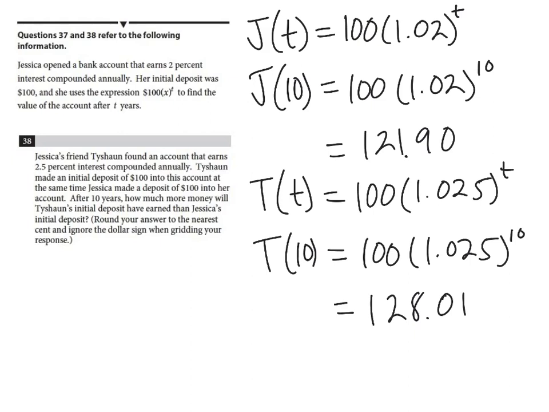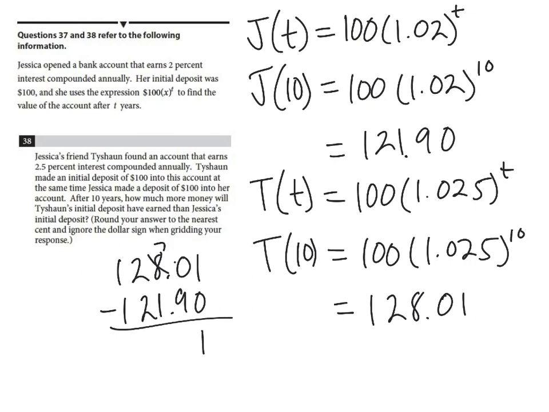Okay, so we want to know the difference between these two, so it's going to be 128 and 1 cent minus 121 and 90 cents. Subtract that. That's going to be 6 dollars and 11 cents. So $6.11.